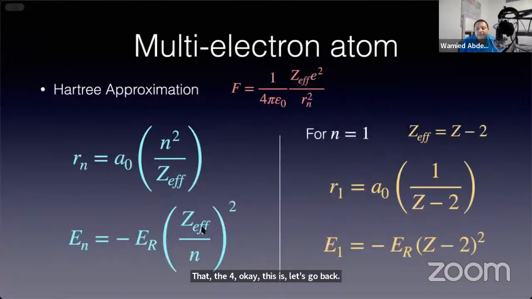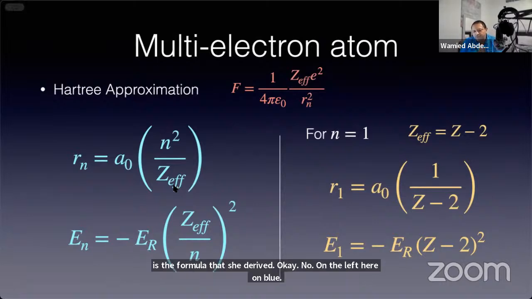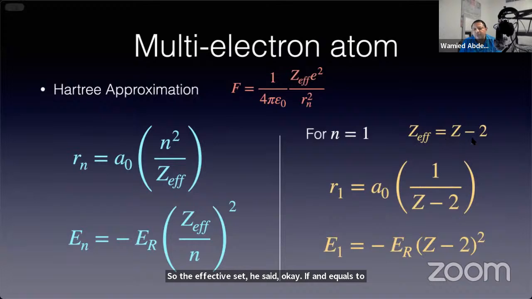This is the formula that he derived. Now on the left here in blue, the effective Z, he said, if n equals 1, this effective Z equals Z minus 2. Now, why is it Z minus 2? So this is another question.